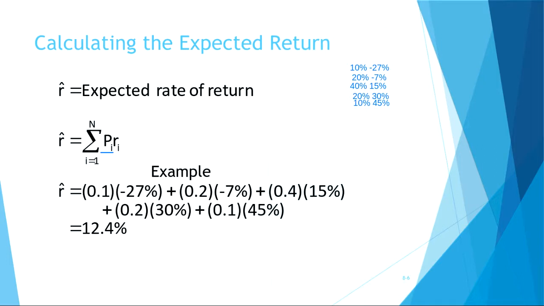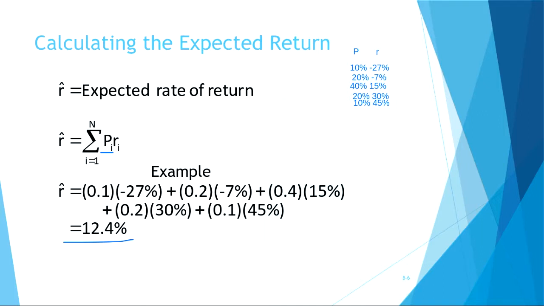Assume that these are our probabilities and these are the expected returns. In this case, what is the expected return of this asset? Here is the calculation: 12.4%. Basically, we multiply all the probabilities with the expected returns. Any questions up to now? Okay, good. I assume it's clear.